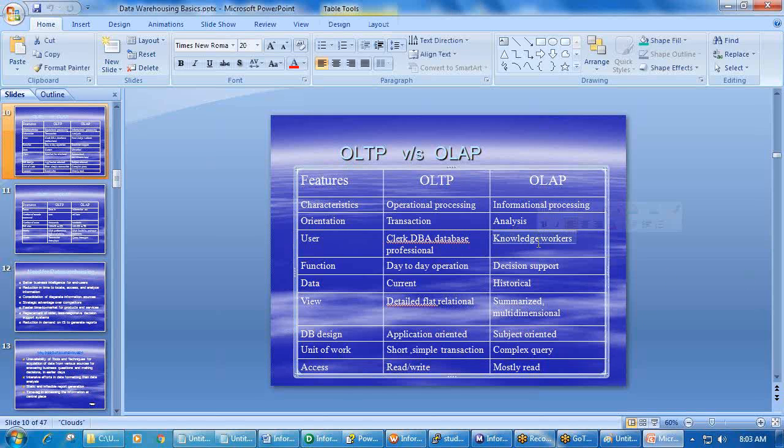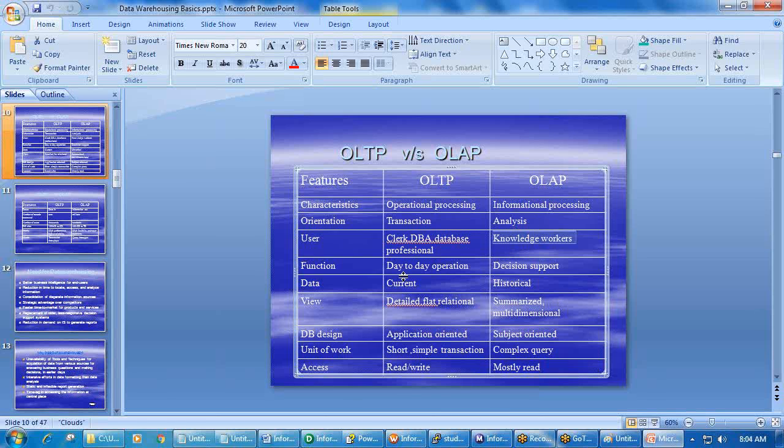And when you look at your OLAP, it is actually used by the knowledge workers. When I say knowledge workers, it is used by the CEO, COO, sales managers, marketing managers, finance managers. All these guys will use it. The number of users who use the OLTP will be more, and the number of users who use the OLAP will be very less, because high level business users will be using it. And we already understand OLTP is used for day-to-day operations, and OLAP is used for decision making, for analyzing the data.